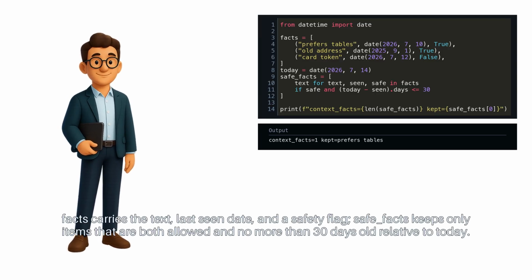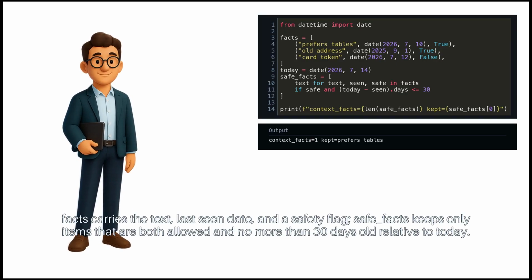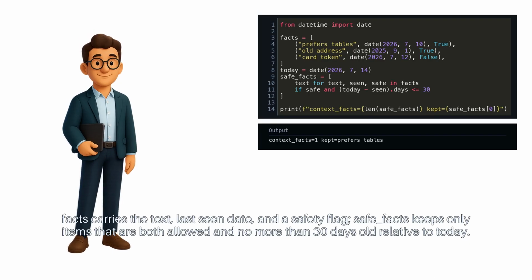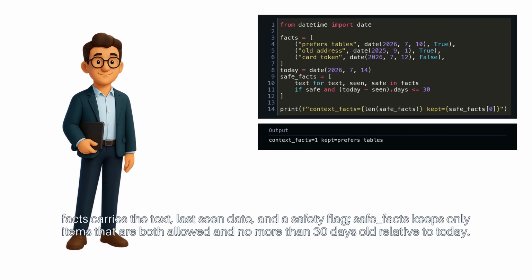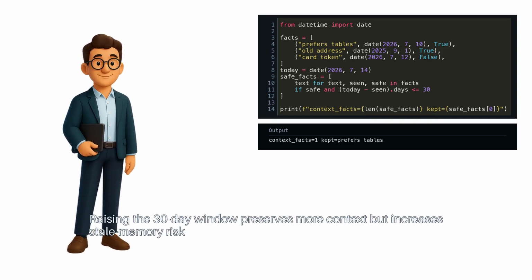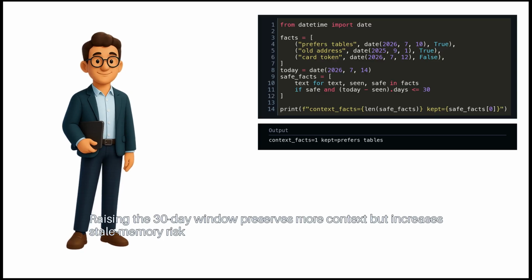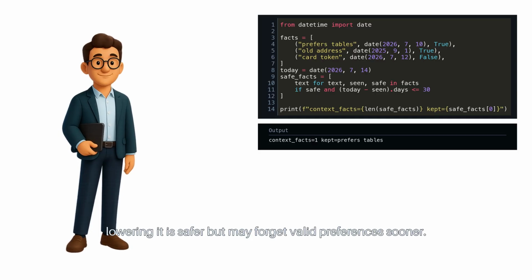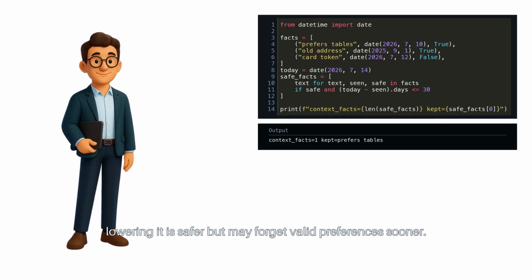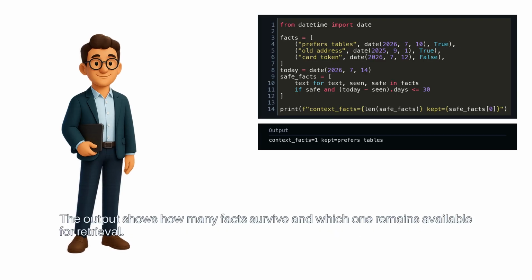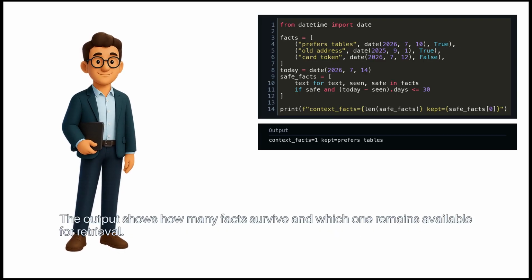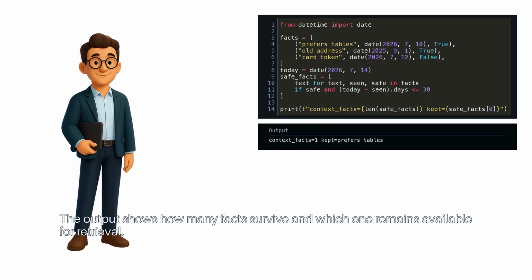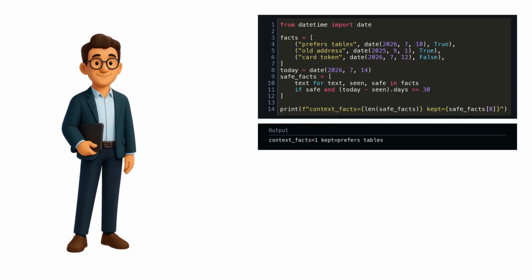Facts carries the text, last seen date, and a safety flag. Safe facts keeps only items that are both allowed and no more than 30 days old, relative to today. Raising the 30-day window preserves more context but increases stale memory risk. Lowering it is safer, but may forget valid preferences sooner. The output shows how many facts survive and which one remains available for retrieval.